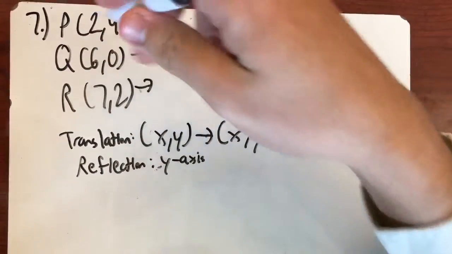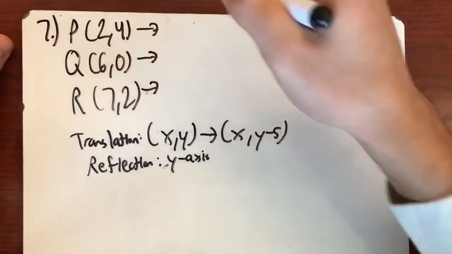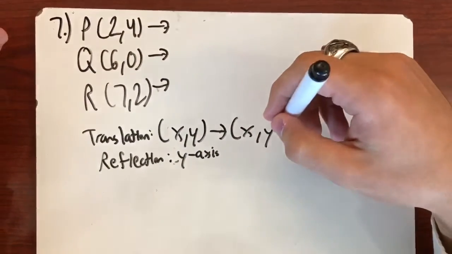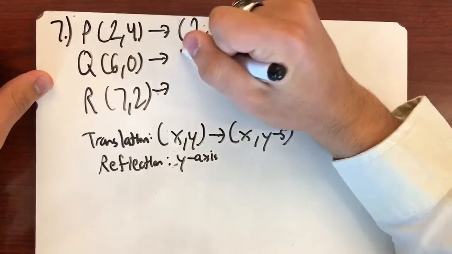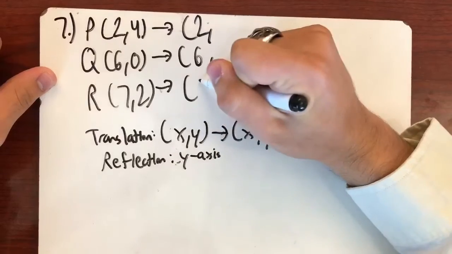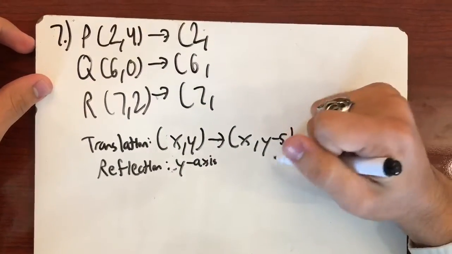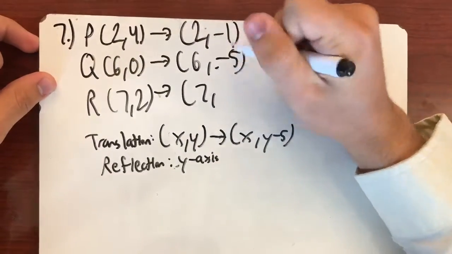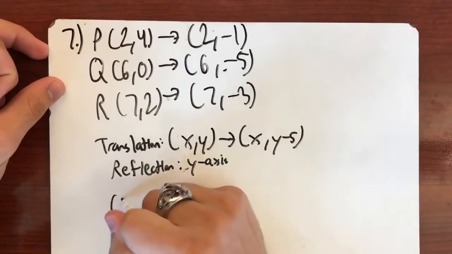Now, question number 7 asks us to perform a translation followed by a reflection to these 3 points. The translation has the x value remaining the same, but subtract 5 from y. So for P, the x value remains the same. Q, same thing. R, same thing. Now for the y values: 4 minus 5 gets you -1. 0 minus 5 is -5. 2 minus 5 is -3. These are your values. Now let's rewrite them down here.